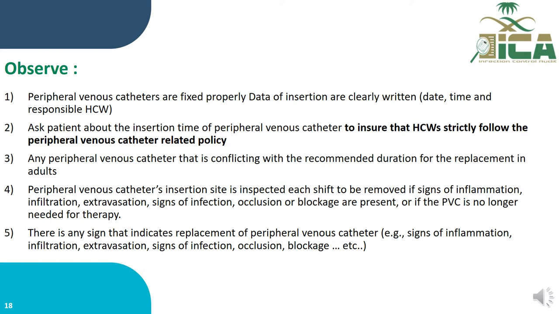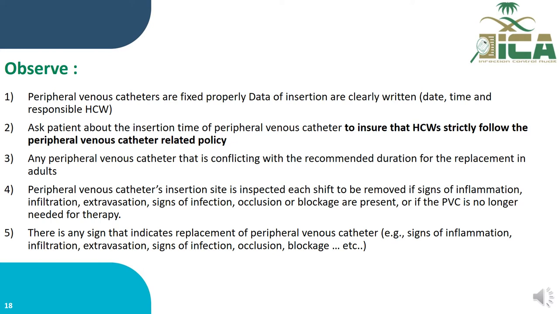You can also ask the patient about the insertion time of the peripheral venous catheter to ensure that the healthcare worker strictly follows the peripheral venous catheter related policy. You can also check whether any peripheral venous catheter conflicts with the recommended duration of replacement. In adults, you can observe how frequently they change the peripheral venous catheter, and also in children. You can also check that the catheters are inspected each shift and removed if there is any sign of inflammation or infiltration.